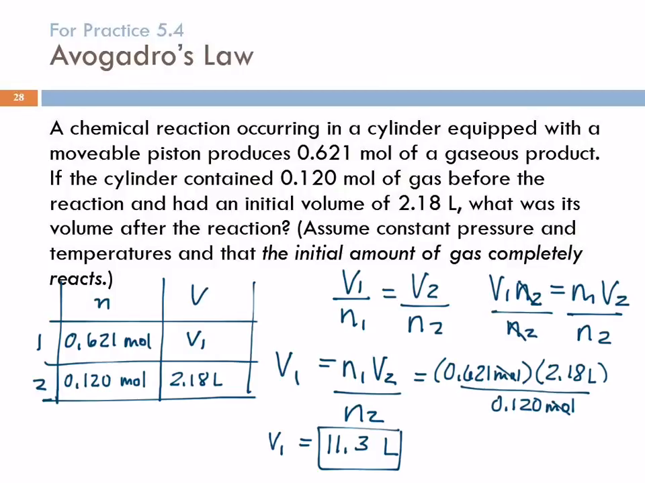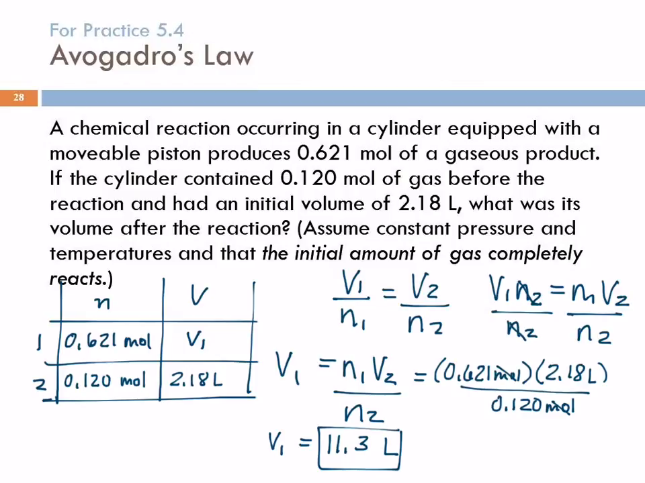Is it reasonable? So here we had less gas, fewer moles, and we had a volume of 2. Here the number of particles has gone up significantly, so we expect volume 1 to be larger, and it is. A common error would be to get your mole ratio here upside down, and then it'll get smaller instead of larger.